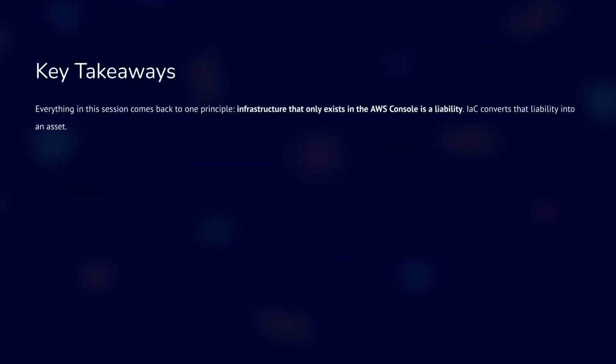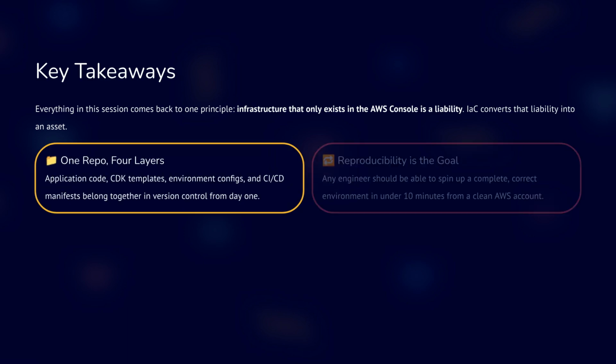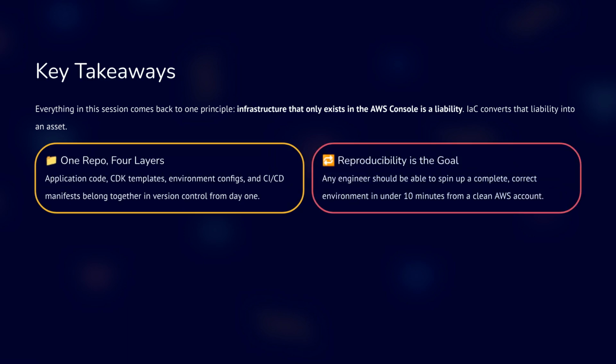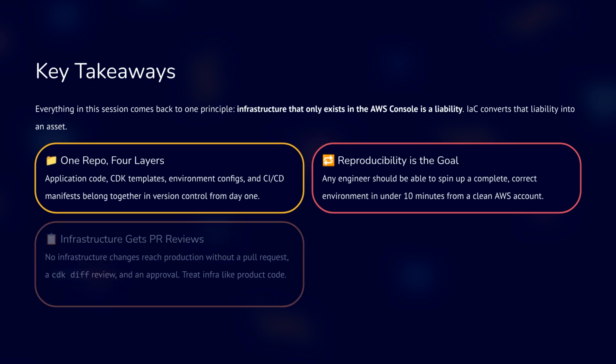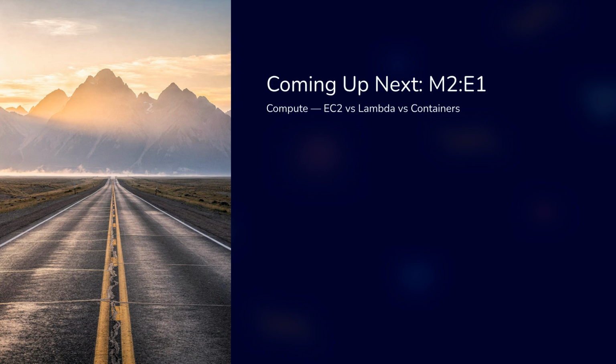To wrap up, remember the core takeaway. Infrastructure living only in the AWS console is a liability. Focus on a single repo with 4 layers, aim for reproducibility, mandate PR reviews for all infra changes, and start your IaC journey today. Coming up next, we dive into Module 2, Episode 1, Compute.